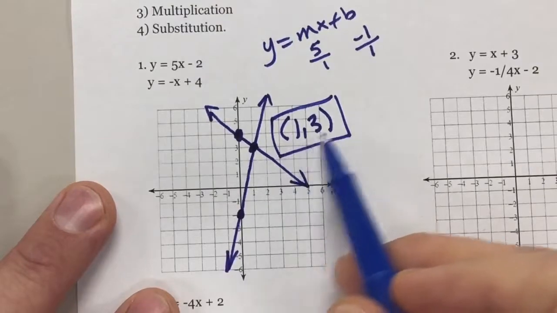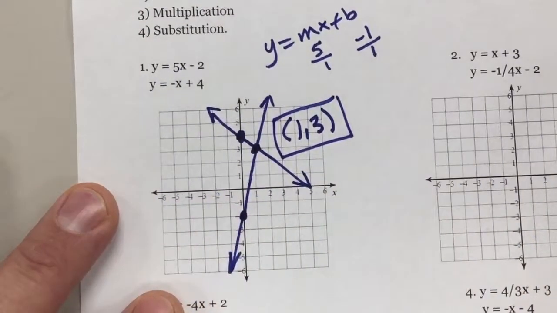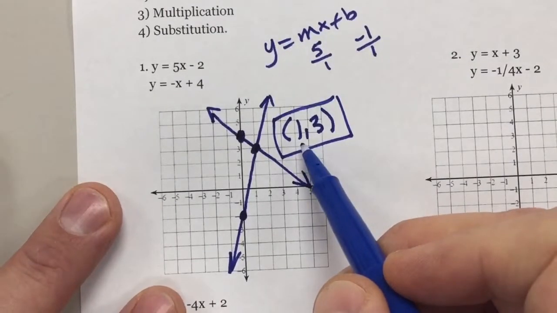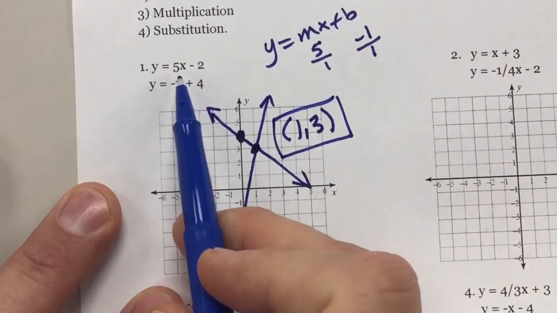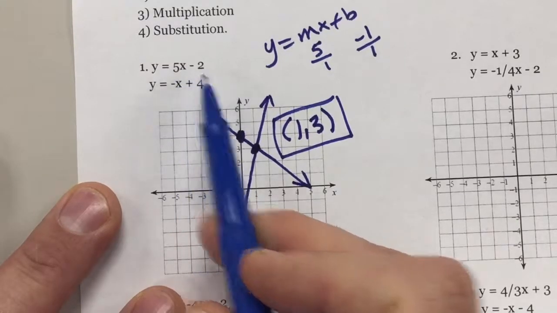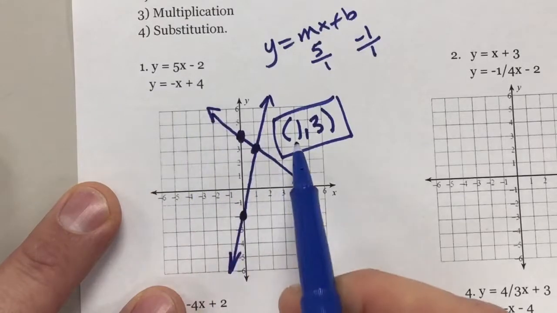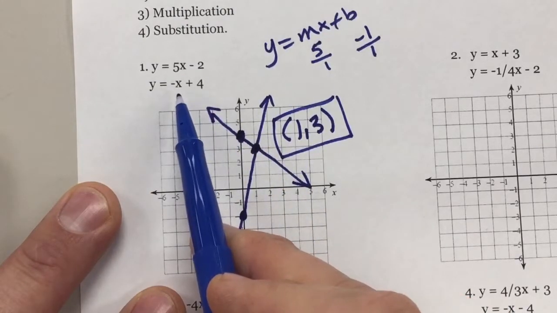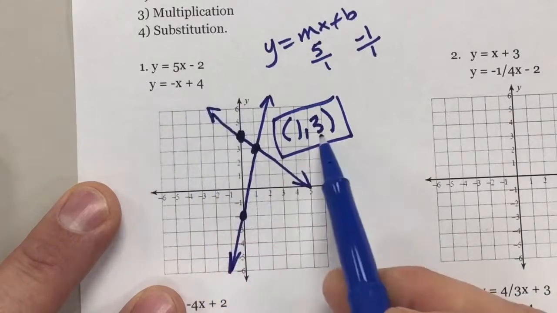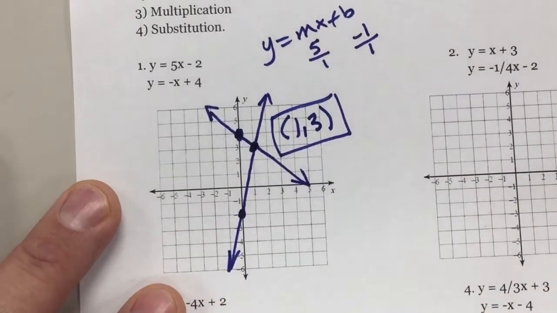This is the only point that if I plug it into both of these equations, it would work. So if I took this x, which is 1, and plugged it in for x in this equation, I'd get 5 times 1 is 5, and 5 minus 2 is 3, and I get the y. Same thing with this one. If I plug the 1 in, I'd get -1 plus 4, which again is 3. And that is the only point that works in both equations.